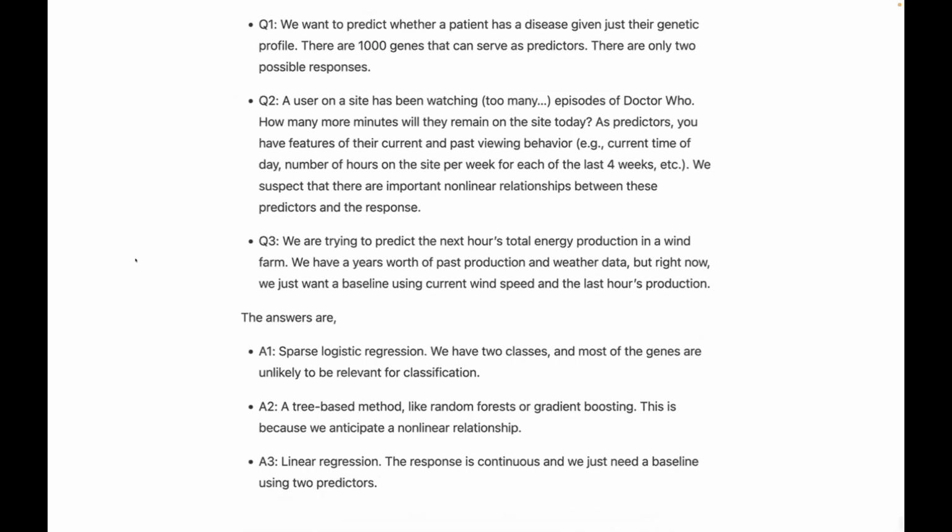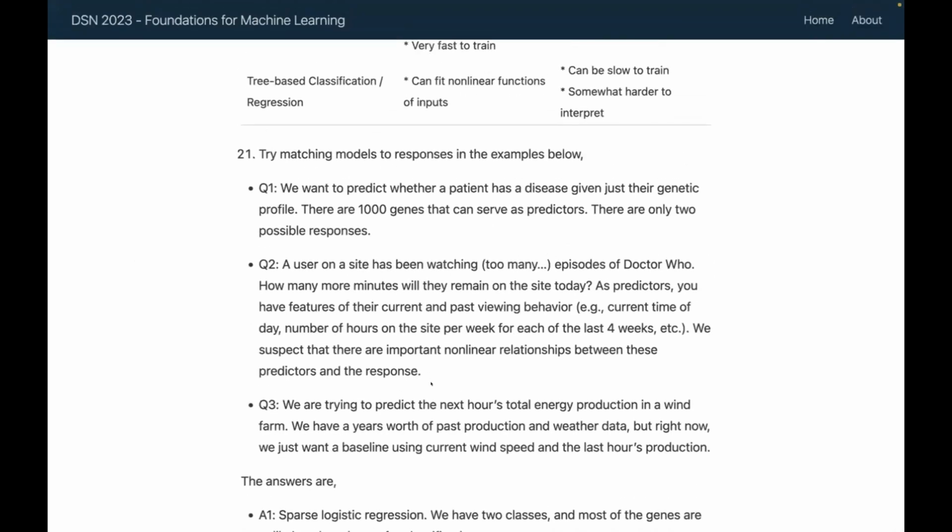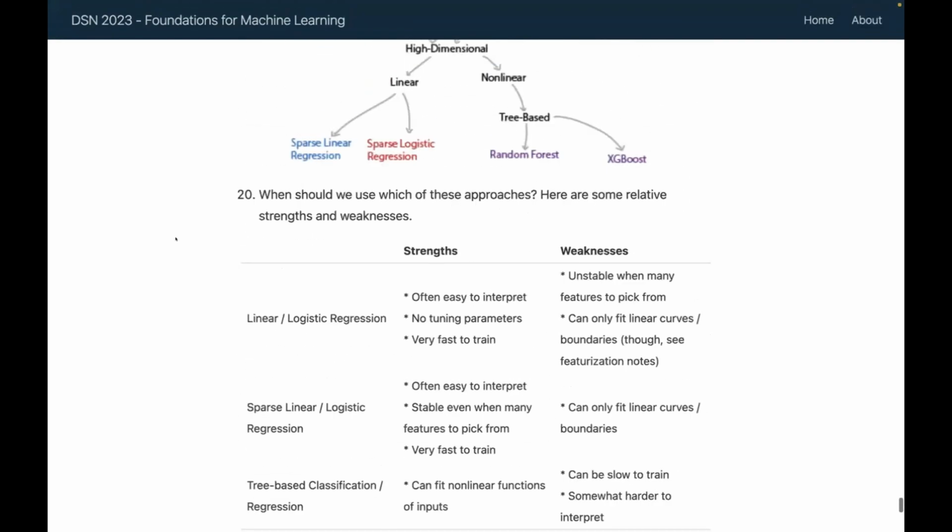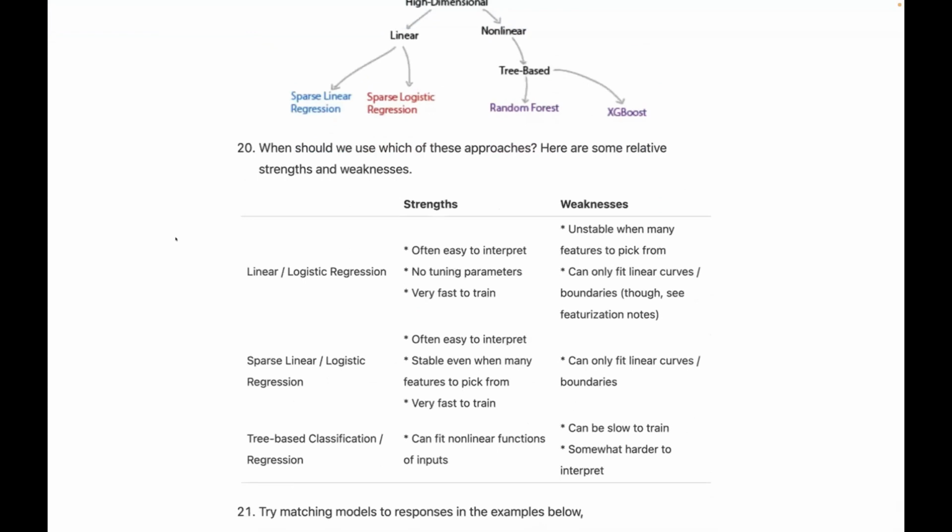Okay, so I have some exercises below in case you want to test your understanding. But I think I'm ready to take any questions that people might have.